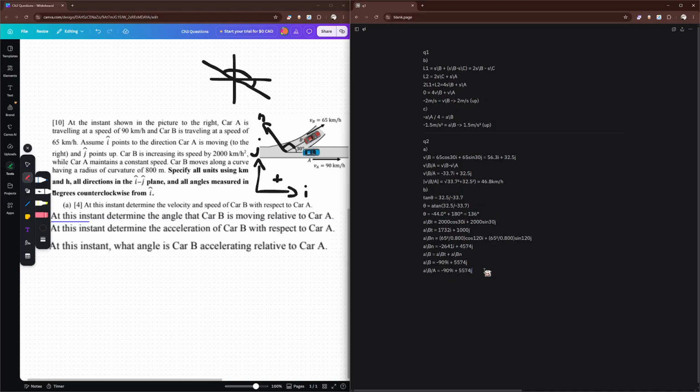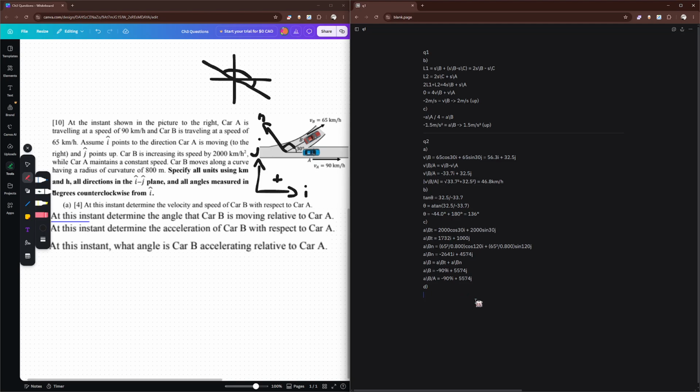If you want to get the magnitude, you can do that as well. It's not needed because it doesn't ask for the magnitude. It asks for just the acceleration. And then finally, at this instant, what angle is car B accelerating relative to car A? So this is C. Wait, A, B, C. Or this was C here. Oops, I forgot to put a C here. C, this is D, right?